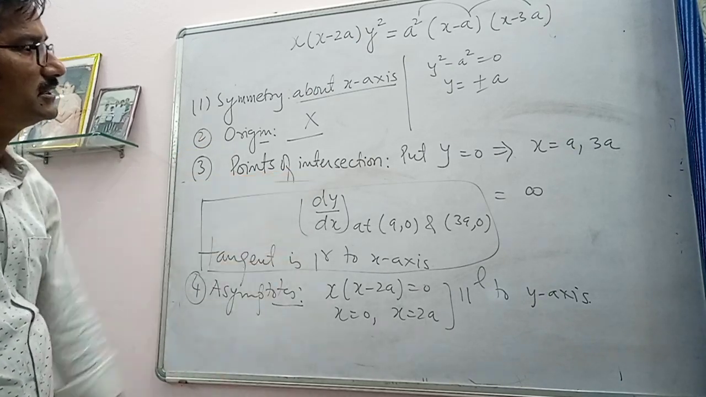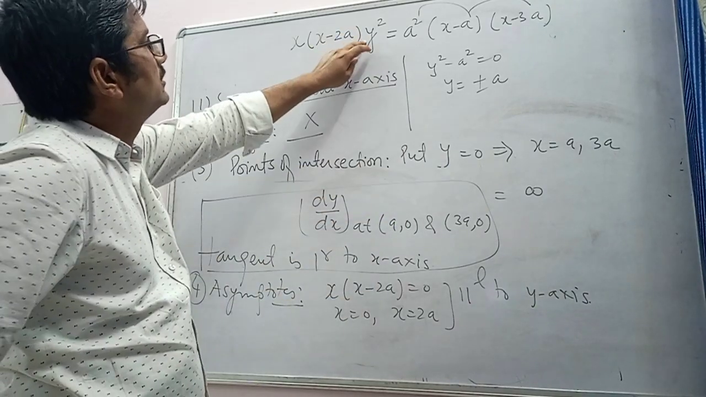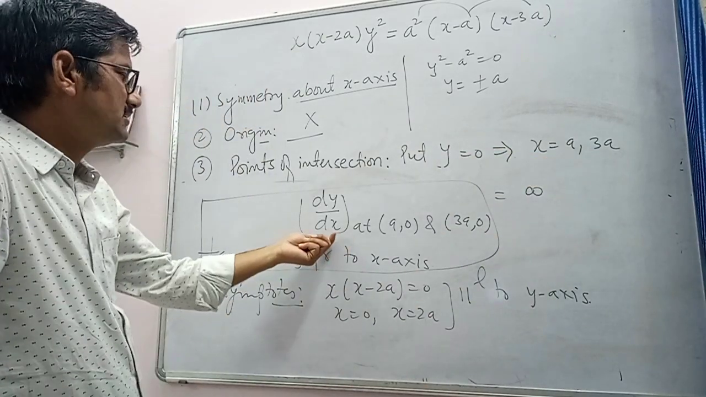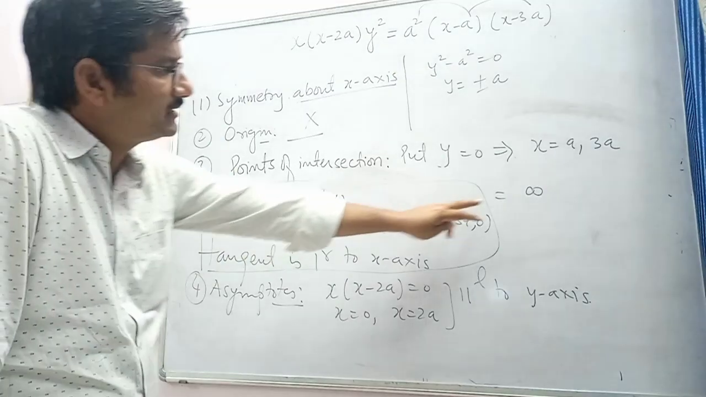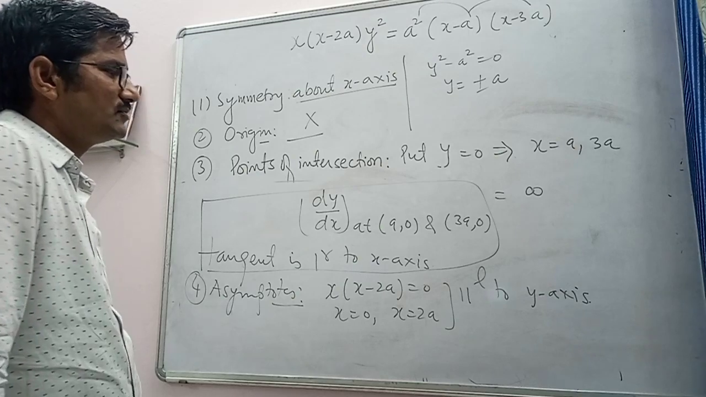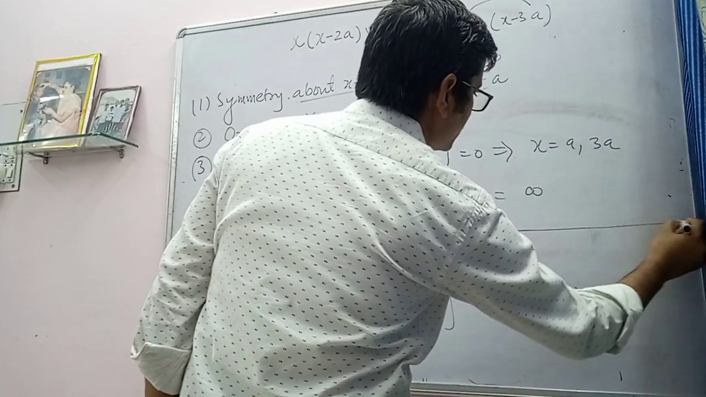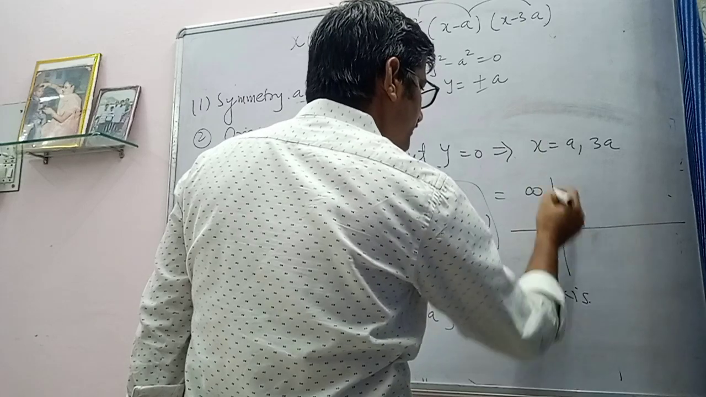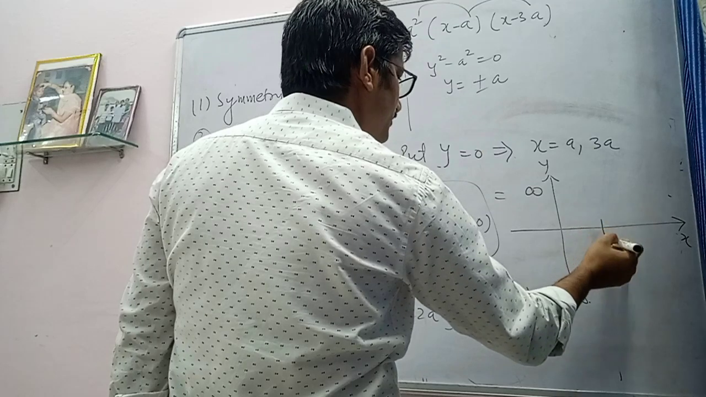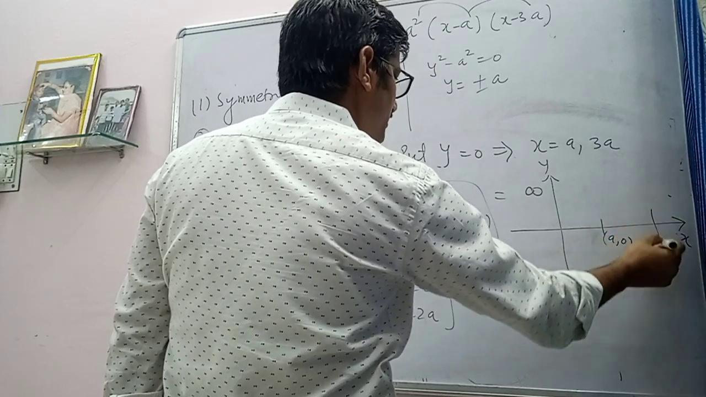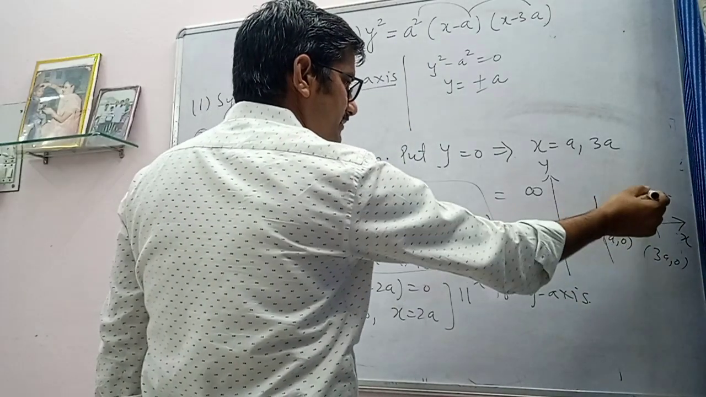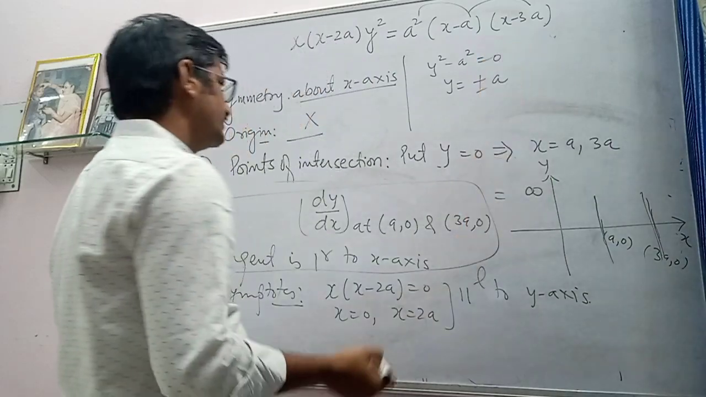Next, the points of intersection. If we put y equal to 0 here, we will get x equal to a and 3a. At these points of intersection, the slope of the tangent is infinity. It means the tangent is perpendicular to the x-axis at these 2 points. If this is the y-axis, this is the x-axis, this is (a, 0) and this is (3a, 0), then at these 2 points the tangent is perpendicular to the x-axis. This is the nature of the tangent at these 2 points.